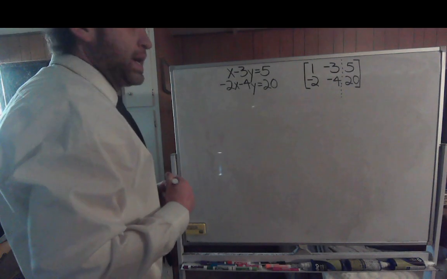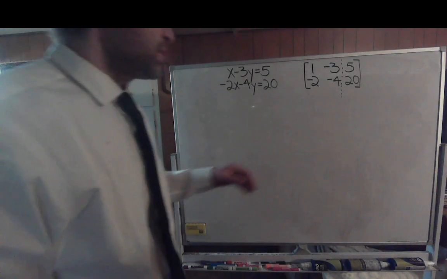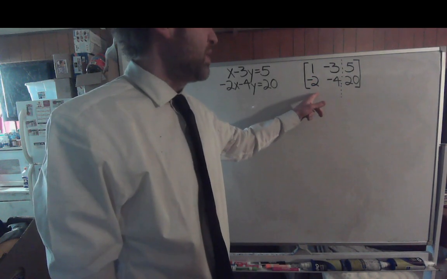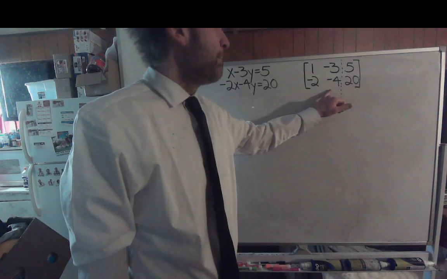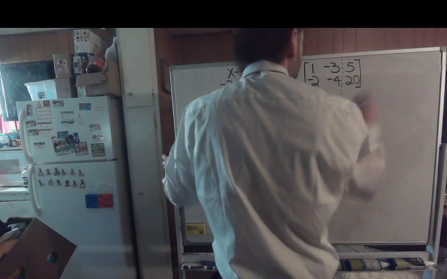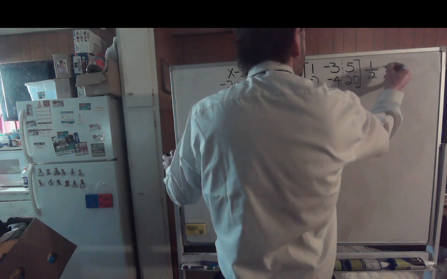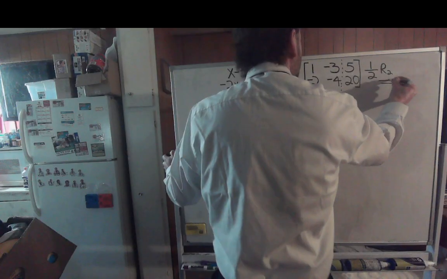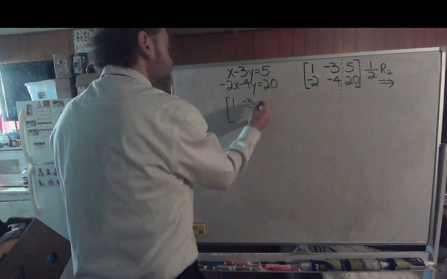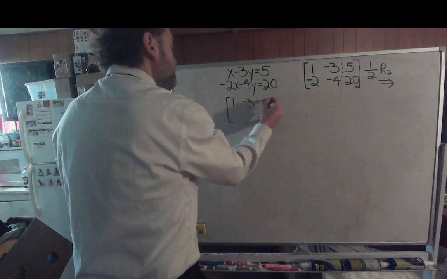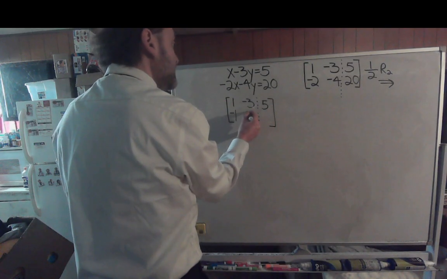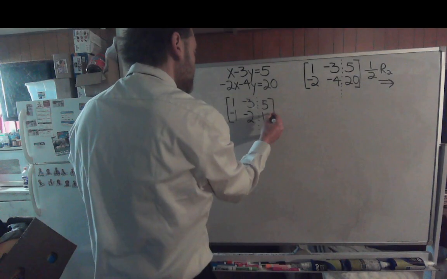Well, what I can do to make our lives easier, in the second row we see that the -2, the -4, and the 20 all have a common factor of 2. So why don't we take half of row 2 just to start with? If you do that, you'll still have 1, -3, and then 5 in your first row. But half of -2 is -1, half of -4 is -2, half of 20 is 10.